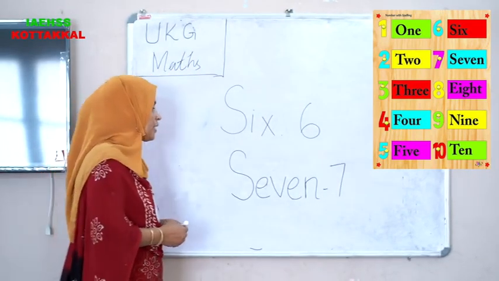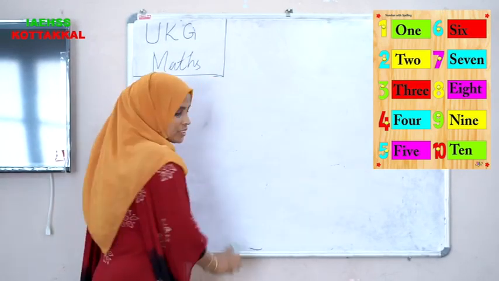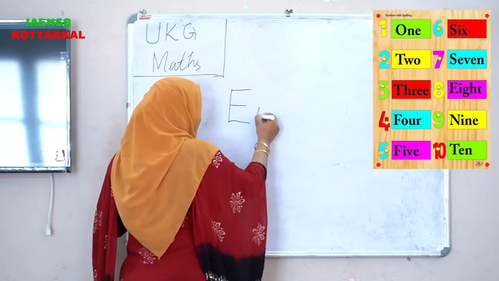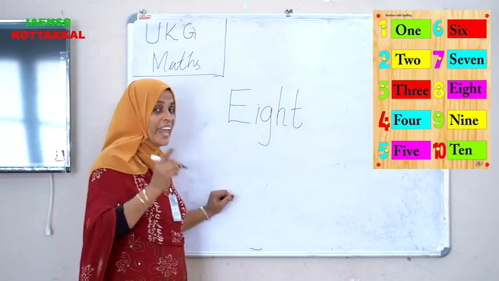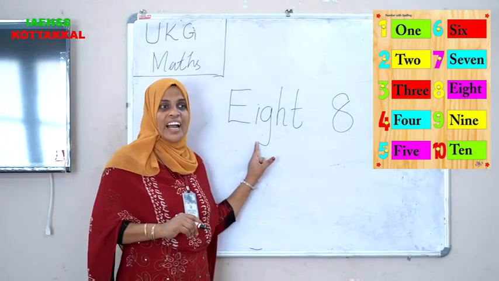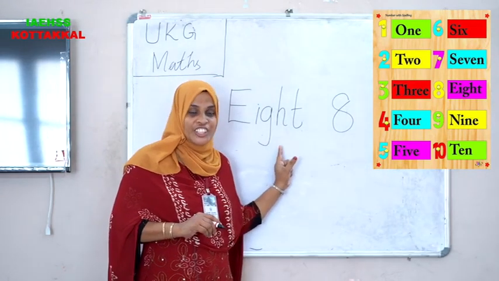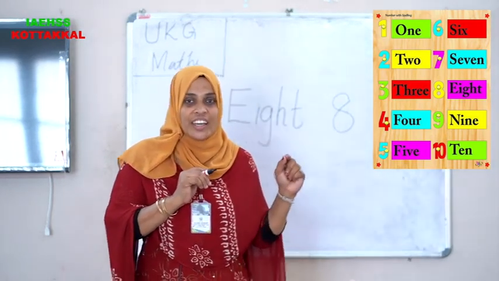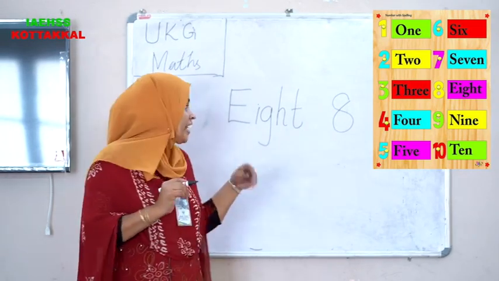Next number 8. The first letter E. E I G H T. Pronounce. 8. Number 8. Listen all of you. E-I-G-H-T. Eight. What have you said? E-I-G-H-T. Pronounce? Eight. Number? Eight.